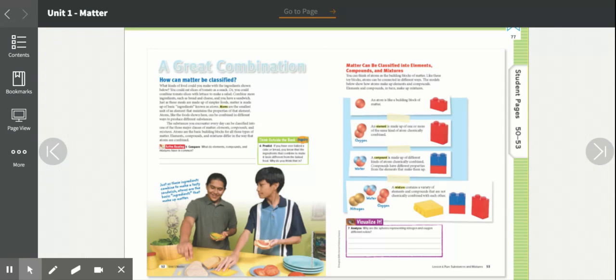You could eat slices of tomato as a snack, or you can combine tomato slices with lettuce to make a salad. Combine more ingredients such as bread and cheese, and you could have a sandwich. Just as these meals are made up of simpler foods, matter is made up of basic ingredients known as atoms.